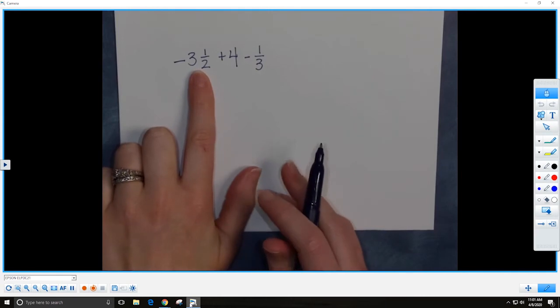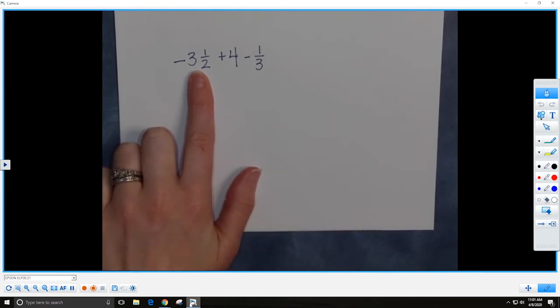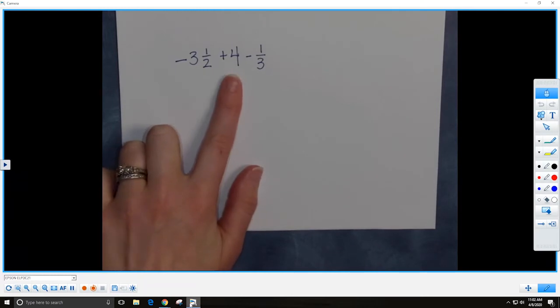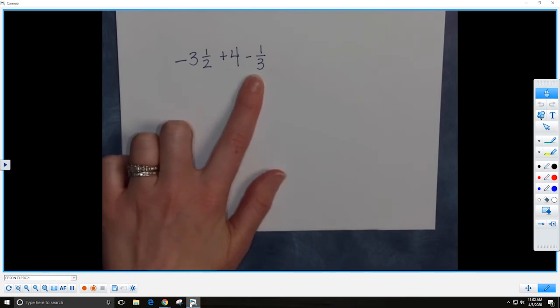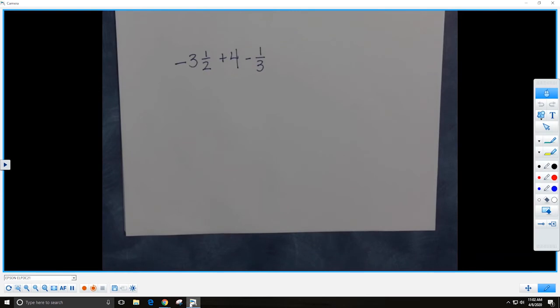Negative 3 1/2 would be 3 1/2 units to the left of 0. Adding 4 would move us 4 units to the right, so we are now on the positive side of 0. Where would we be? Right, we would be at positive 1/2. Subtracting 1/3 will move us back toward 0. Do we go below 0? How do you know? Since 1/3 is less than 1/2, we will still be on the positive side of 0. Our answer to this expression will be positive.